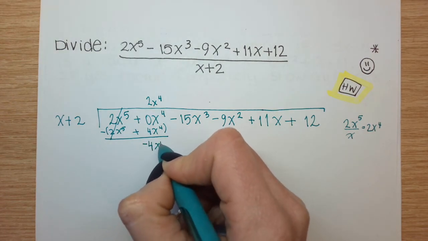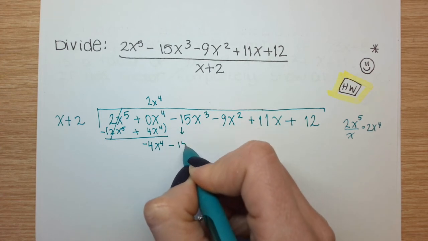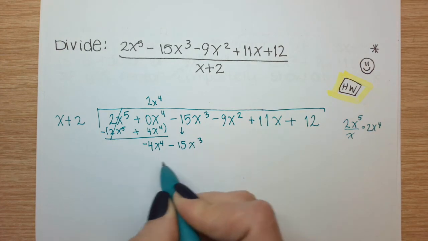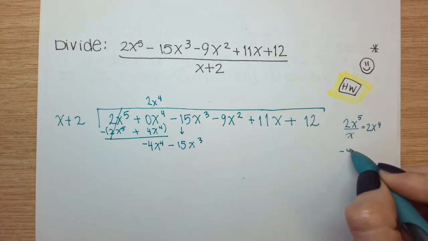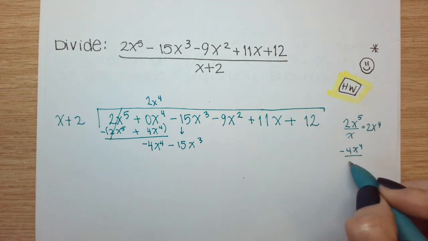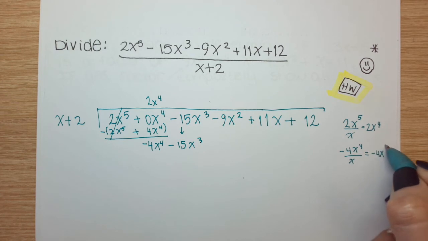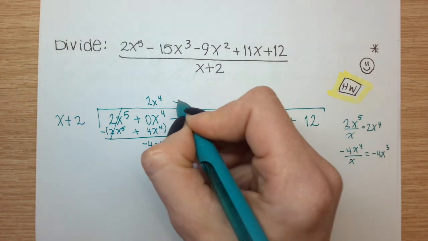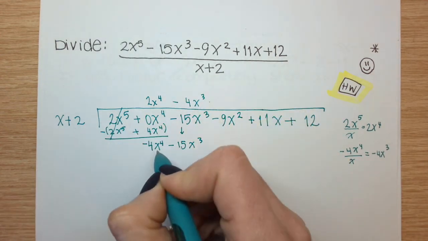Should have gotten negative 4x to the 4th here, and bring down the minus 15x to the 3rd. Try not to let it get too close, let it be directly underneath. Leading term, negative 4x to the 4th, divided by leading term of x, we get minus 4x to the 3rd, gets written in that correct column. Multiply it by the side.